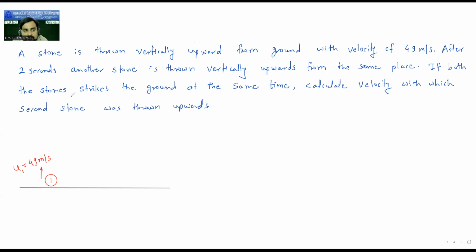And after 2 seconds, second stone is thrown vertically upward. So after 2 seconds, now the second stone. Okay. Let us say that this second stone is thrown from here. This is the second stone. We don't know the velocity, that we need to calculate. The initial velocity is u2. We don't know.